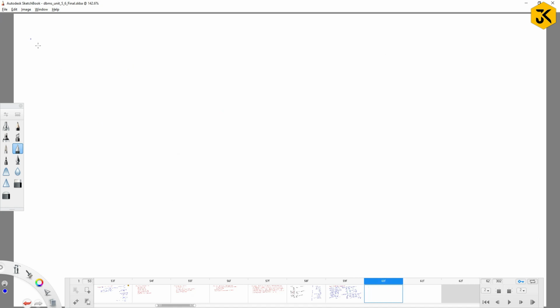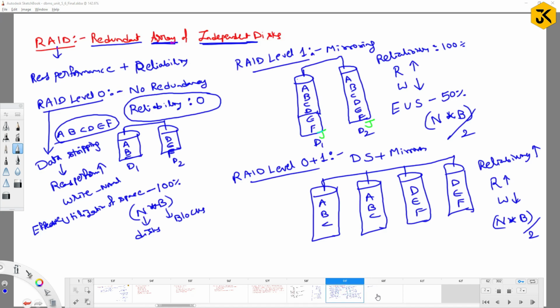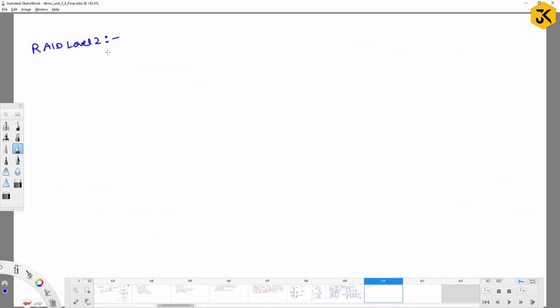So the next level is RAID level 2. Here they are mainly concentrating on error correction and error detection. When you work with your database using this kind of technique, the database is always going to find various kinds of errors, and if there is any error, it is able to identify those errors also.